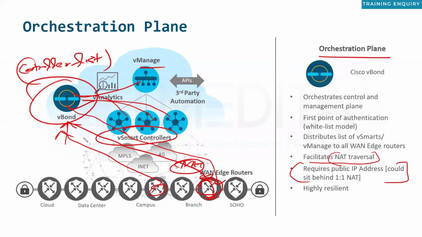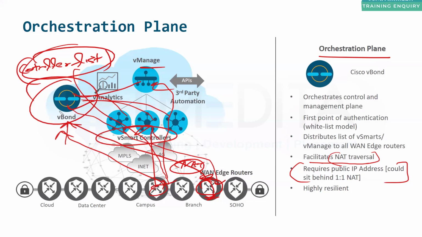you know what vBond does? It will provide the controller list to the WAN edge router. And that's how the WAN edge router would get the controller list, or the IP addresses of the vSmart and the vManage, and then the WAN edge router will start talking to vSmart and also to vManage. I mean to say, the WAN edge router would initiate a connection with the vSmart controller as well as with the vManage. Does that make sense?